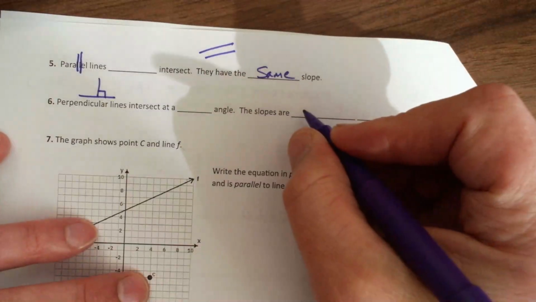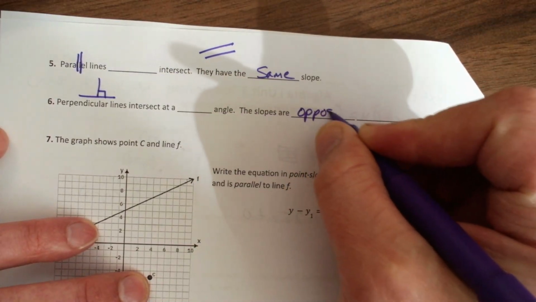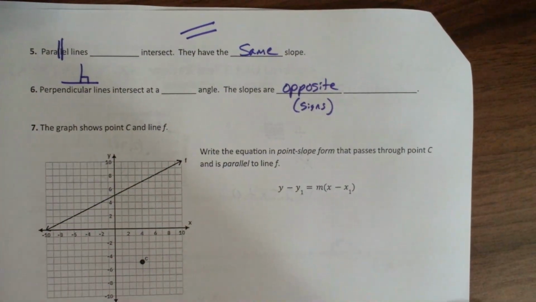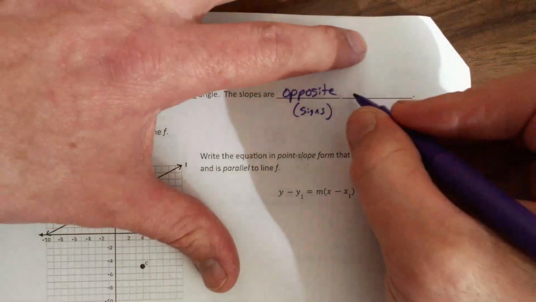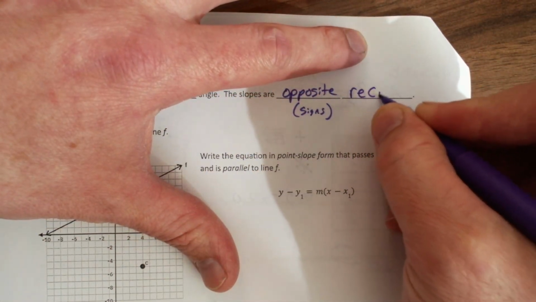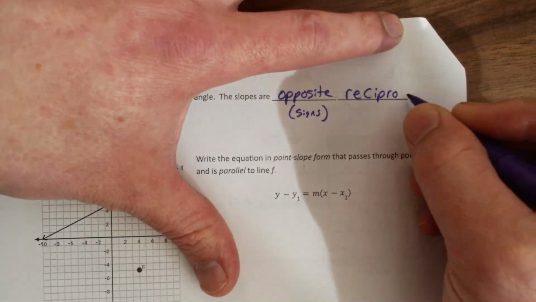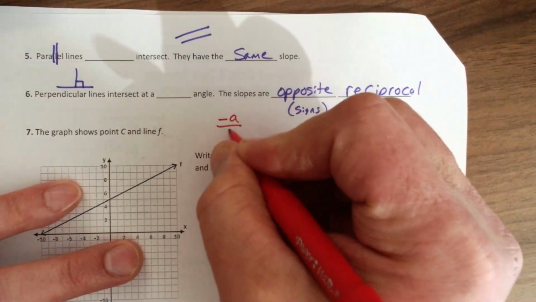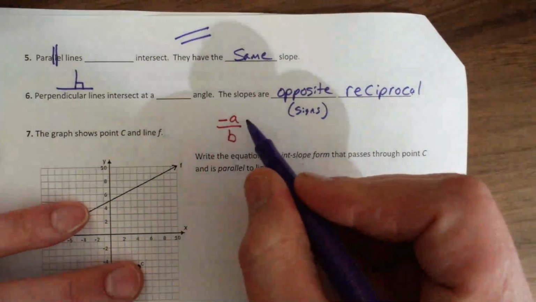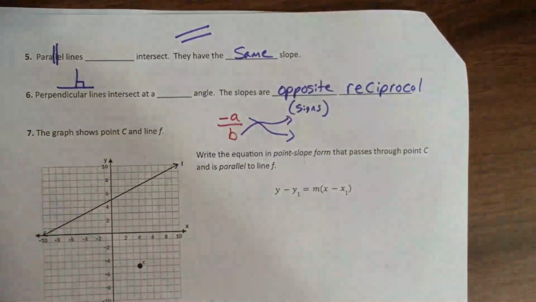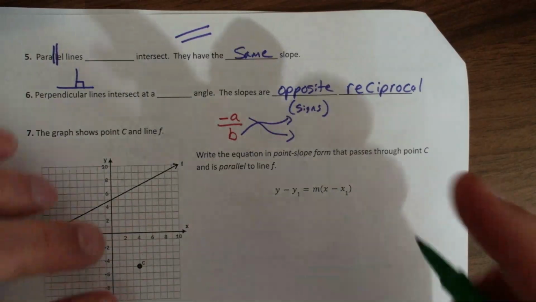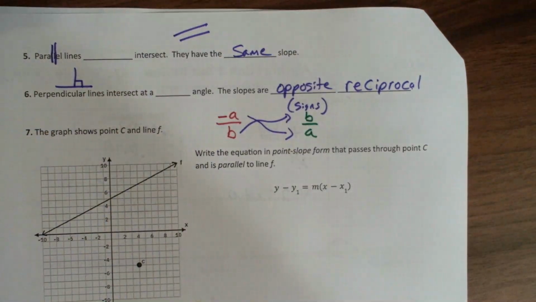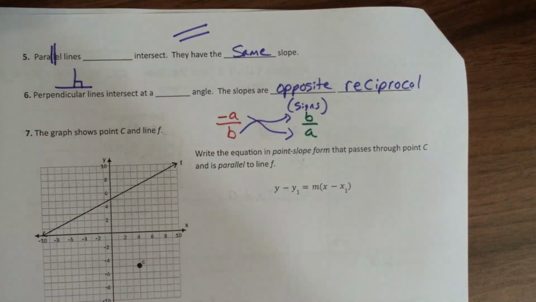And remember, their slopes are opposite signs. So if it was negative, it becomes positive. If it was positive, it becomes negative. And the other one is reciprocals. So if you have negative A over B, opposite reciprocals, they first flip, B over A, and instead of it being negative, it now becomes positive. And if it was positive, it would now become negative.